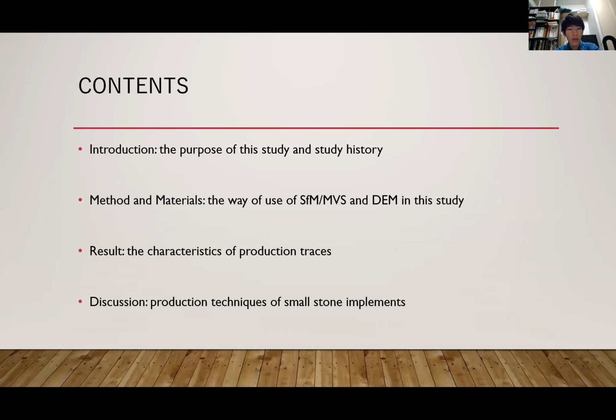I give an overview of this presentation. First, I briefly explain the current status and issues of study on traces on stone implements. And second, I explain the use of SfM-MVS and GIS or DEM with characteristics of these. And next, I examine a type of small stone implements by photogrammetry and GIS. Finally, I discuss the production techniques of small stone implements.